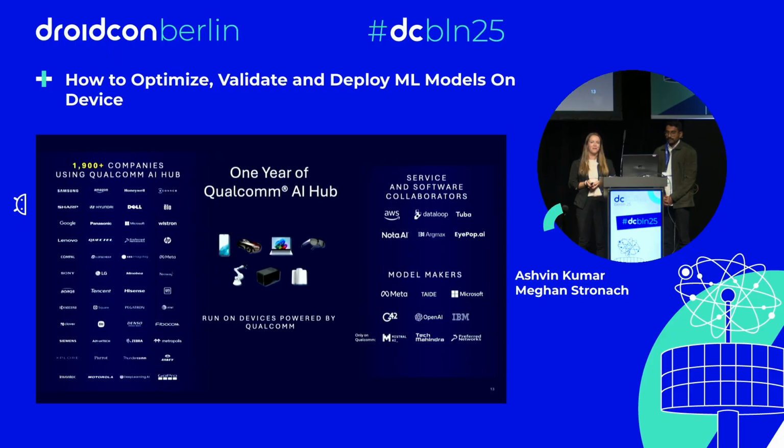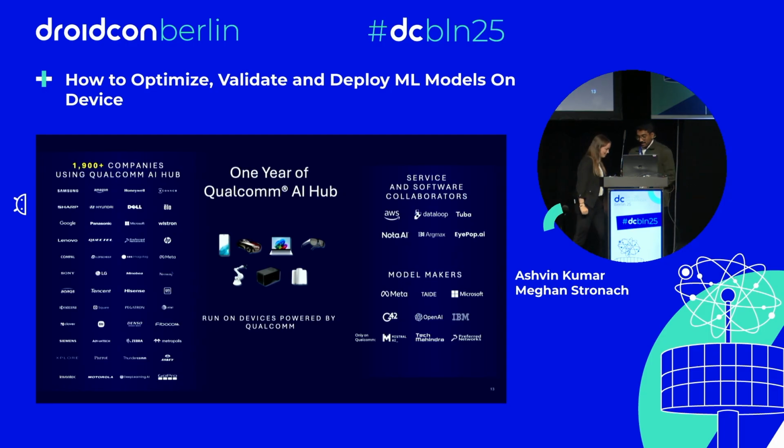So we launched Qualcomm AI Hub about a year and a half ago. What you'll see is we have over 1,900 companies using AI Hub today, which is great. And then we have our service collaborators and model makers that are increasing the AI Hub ecosystem. So after only 1 year, we've seen some great adoption, and we're hoping that after today, showing you how it works, you can also follow that trend. So I'll hand it over to Ashvin to show you how it works.